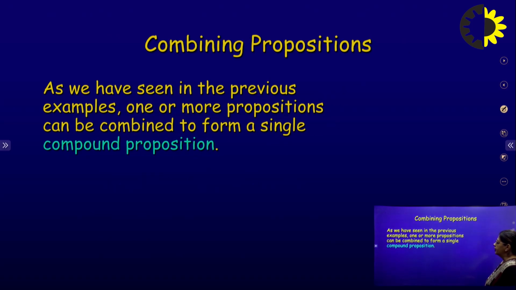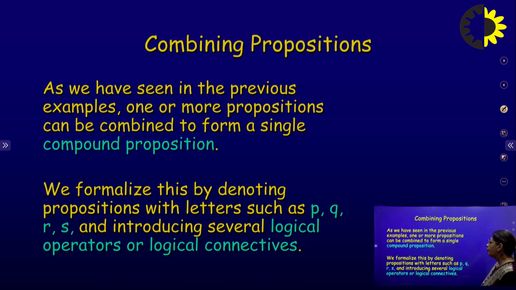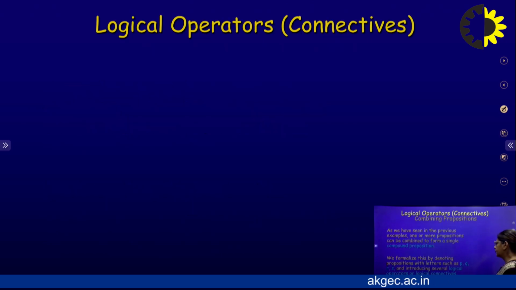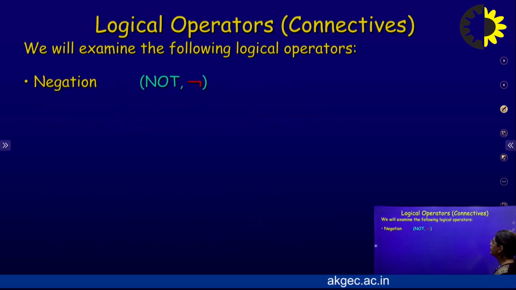As we have seen in the previous examples, one or more propositions can be combined to form a single compound proposition, like we have studied with if, if and then, and if and only if. These are all compound statements. We formalize this by denoting propositions with letters such as P, Q, R, S and introducing several logical operators, or logical connectives. We will examine the following logical operators.